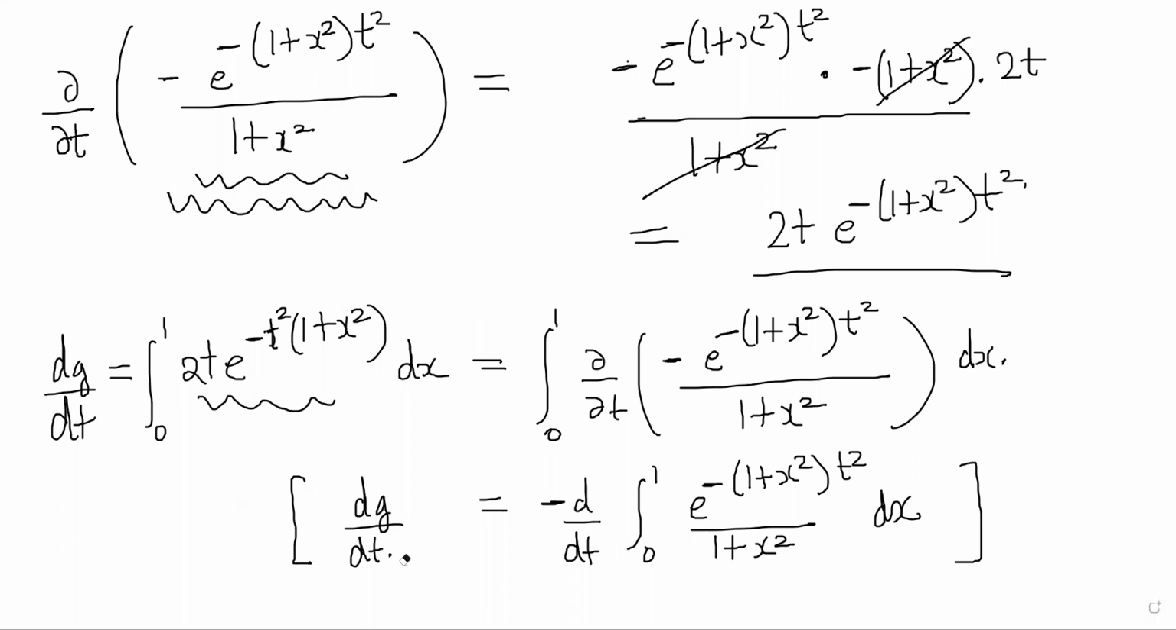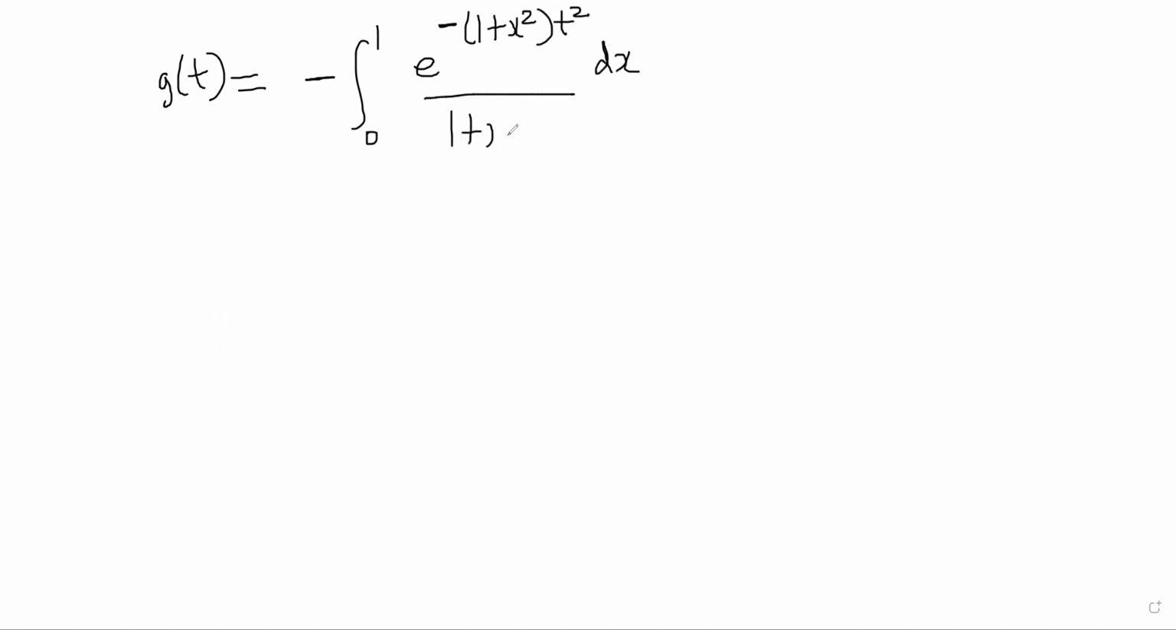So here, the next step is integrating both sides with respect to time. We get g(t) is equal to minus the integral from 0 to 1 of e^(-(1+x²)t²) dx divided by (1+x²), plus a constant, right? Why did I put a constant? Because once you integrate, you should get an arbitrary constant. How do I find this constant? I can use my earlier definition.